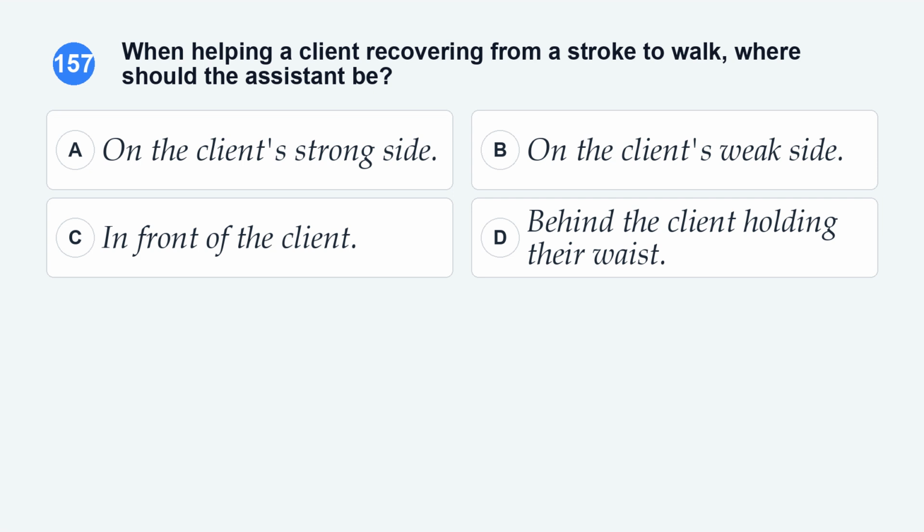Option B, on the client's weak side. Option C, in front of the client. Option D, behind the client holding their waist.